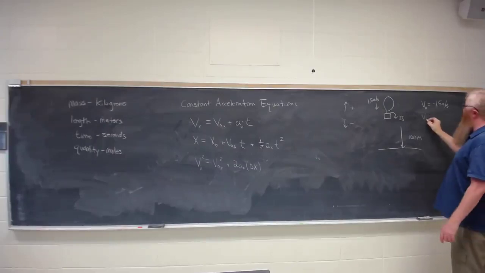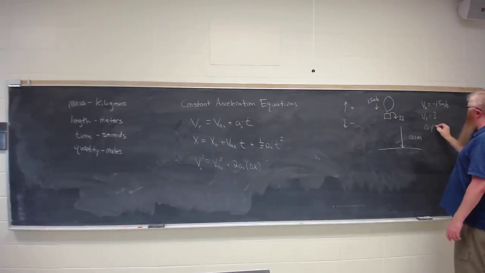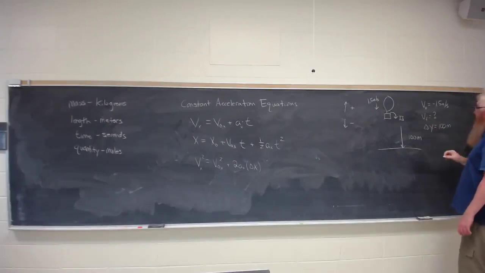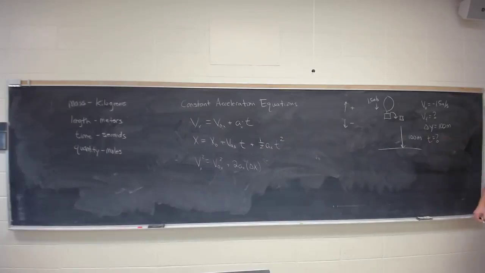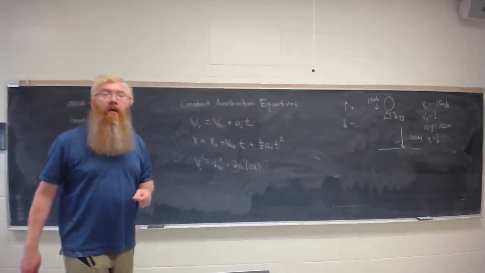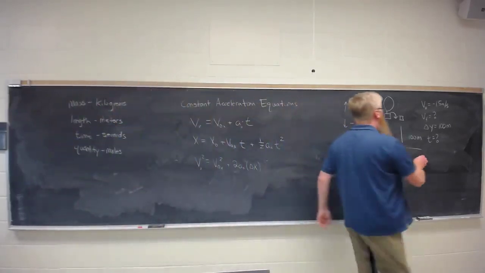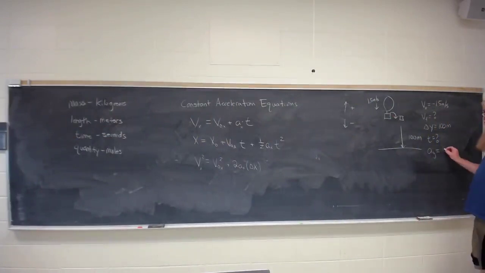Final velocity, we don't know. Displacement, we know it to be 100 meters. We don't know the time, that's what I want you to figure out. What's the last bit of information that we have? That's not explicitly given, but I told you it was a free fall problem. Gravity. What is the acceleration due to gravity? 9.8 meters per second squared, but what direction is it? Negative, it's downward.